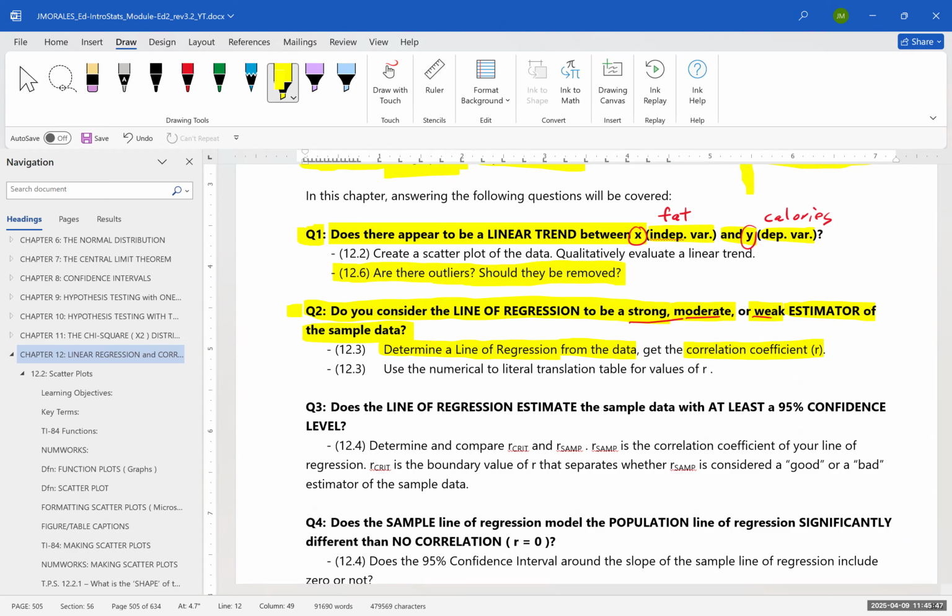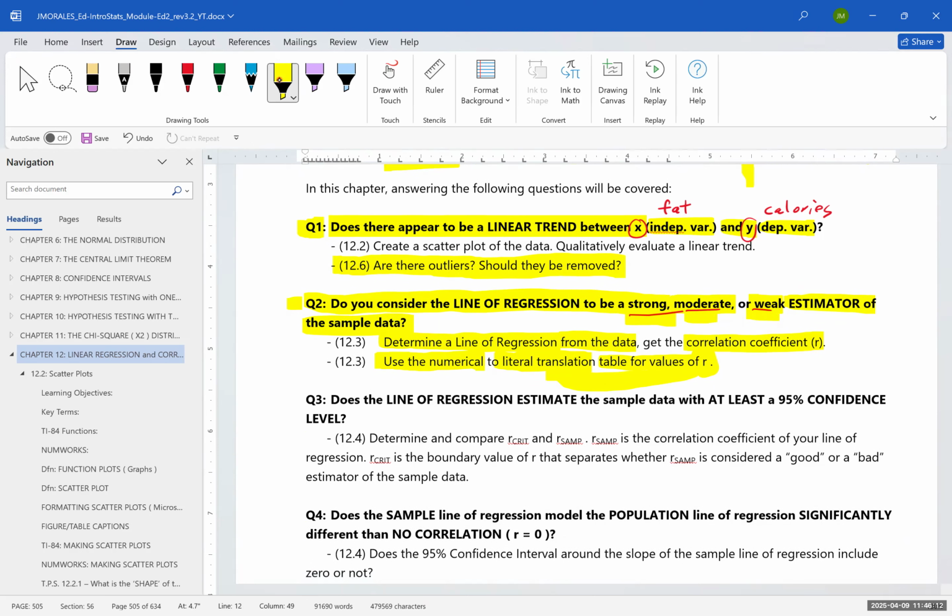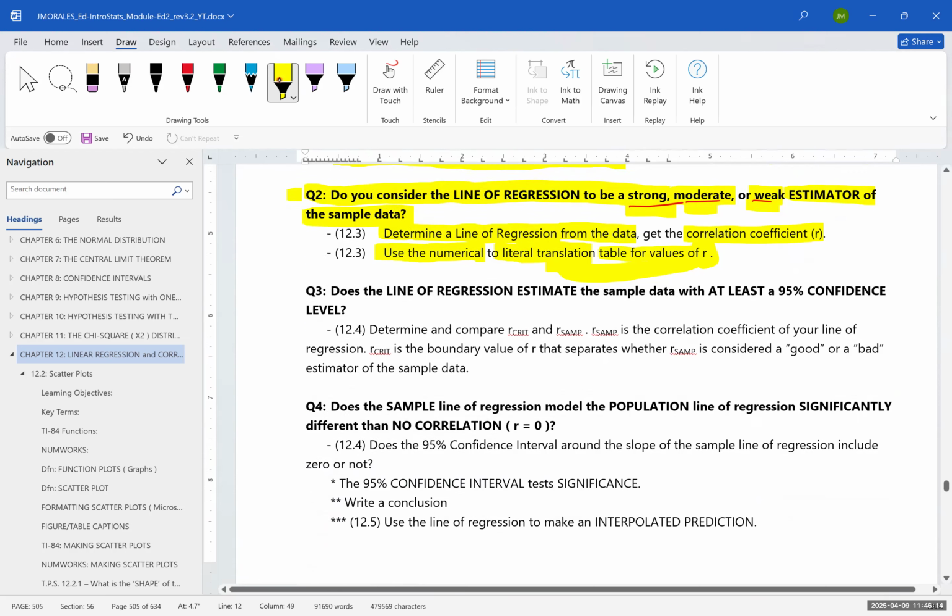All right. And then we're going to use that correlation coefficient, which is numerical, and we're going to convert it into a literal translation using a table of correlation coefficient values. So we'll take this numerical correlation coefficient that we calculate, and we'll be putting that into a translation table that'll tell us strong, moderate, or weak. Okay, not too heavy lifting there.